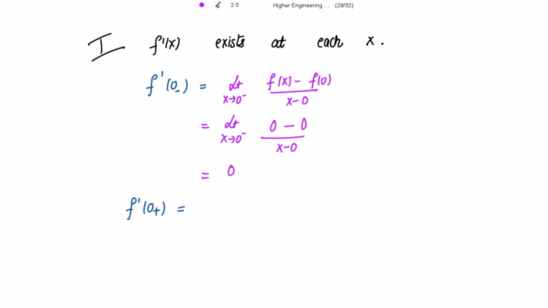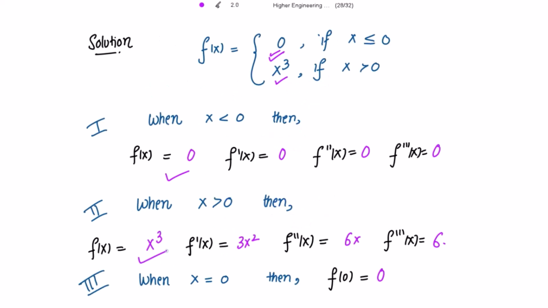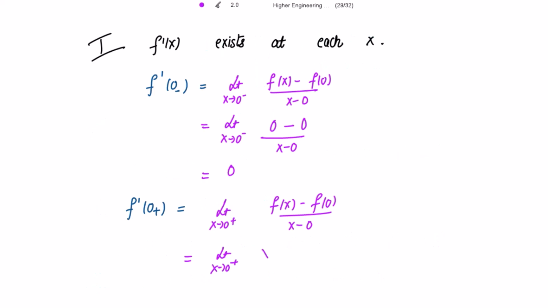Let's find out the right-hand derivative for this. So for that, limit x tends to 0 plus [f(x) minus f(0)] divided by x minus 0. So that is equal to limit x tends to 0 positive. What is the value of f(x) when x is strictly positive? It is x cube, right? So this is x cube minus f(0), which is 0, divided by x minus 0. So that is equal to limit x tends to 0 positive, it is x square. So putting x equal to 0 over here, we get this to be 0.